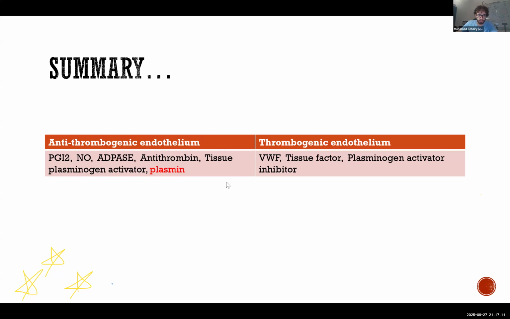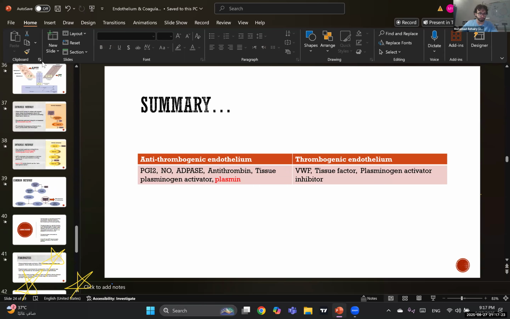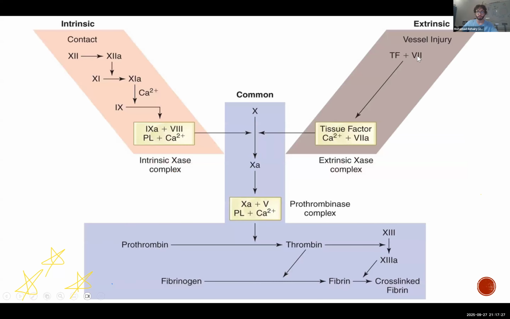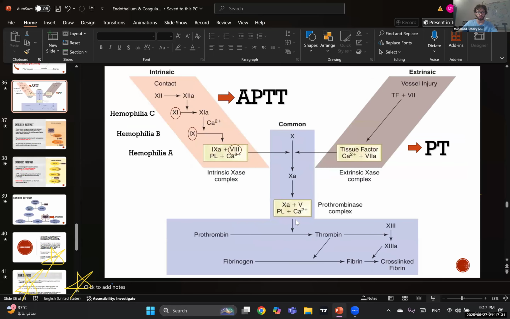Okay, in the question before the last we chose 7 because they mentioned tissue factor, and that could only be found in the extrinsic pathway, 100%. If we go here, they were asking what activates the tissue factor. It's 7. 7 binds with 3 in the extrinsic pathway. Okay?